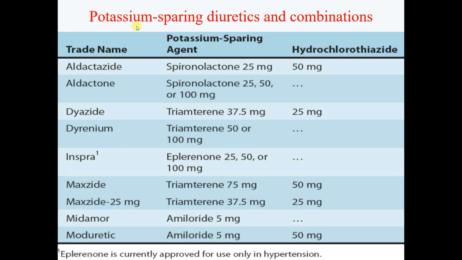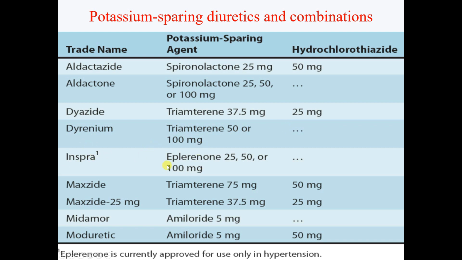Please pay attention that these drugs are in trade names. For example, Aldactazide contains spironolactone 25 mg and hydrochlorothiazide 50 mg. Aldactone, spironolactone 25, 50 or 100 mg. Dyazide, triamterene 37.5 mg and 25 mg of hydrochlorothiazide. Dyrenium, triamterene 50 or 100 mg.